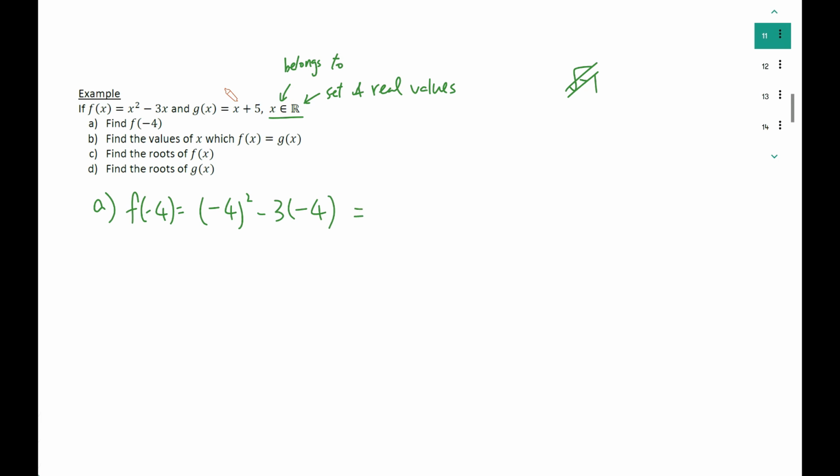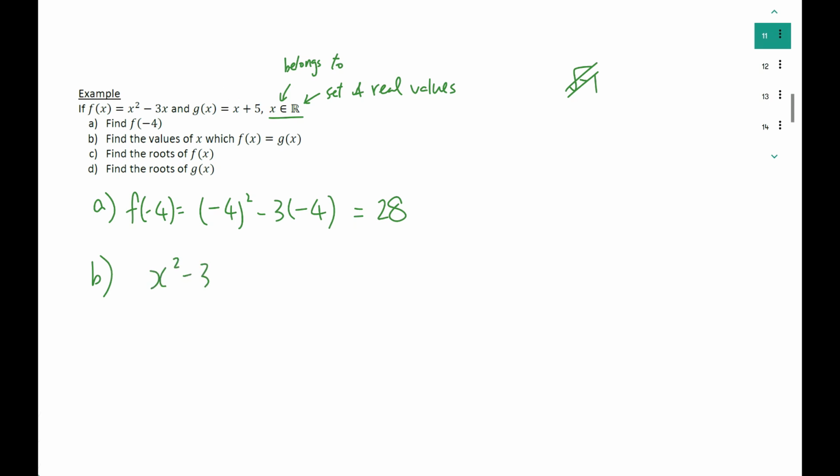Do not let your intrusive thought to use mental maths kill you, because if you try to use it, chances are you're going to make a mistake. So in here, not mental maths, it's just a handwritten mistake. 28, not 38, 28. Part B: find the value of x for f of x equals g of x.